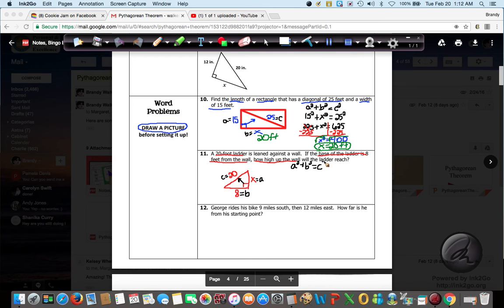You can pause the video and go ahead and solve it now, or you can keep listening, write down the picture for 12, and then solve them both on your own in a minute. I'm going to go ahead and do 12 right now. George rides his bike 9 miles south, then 12 miles east. How far is he from his starting point?